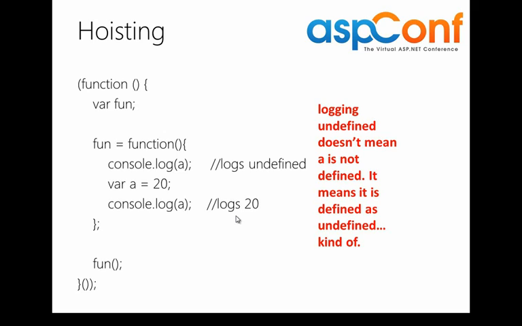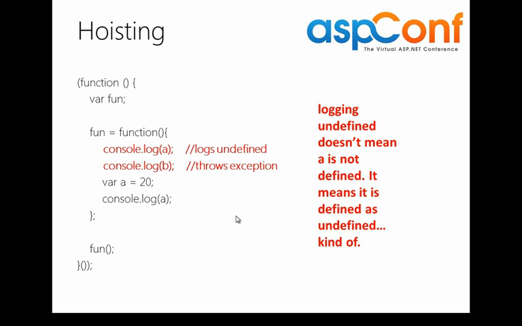Right. And we can prove that by doing this. If we do a console.log a, that logs undefined because it's not been declared. And then and there we do console.log b. Instead of logging undefined, it actually throws an exception. Right? So we can see that a and b are different here. A has not been declared on the first line, b has not been declared on the second line. So what's the difference between a and b, that a logs undefined and b throws an exception? Well, that's where hoisting comes in.